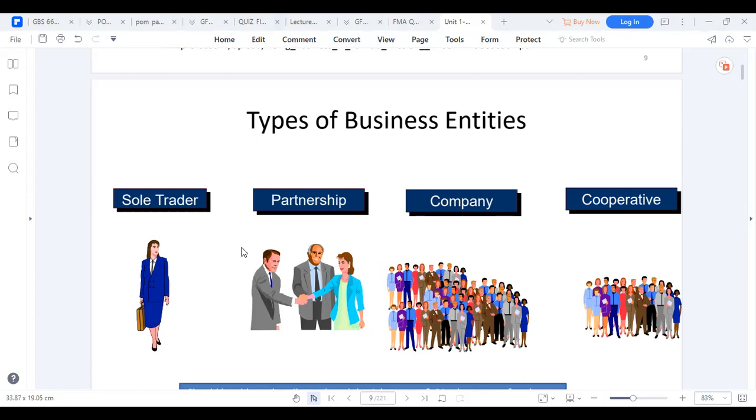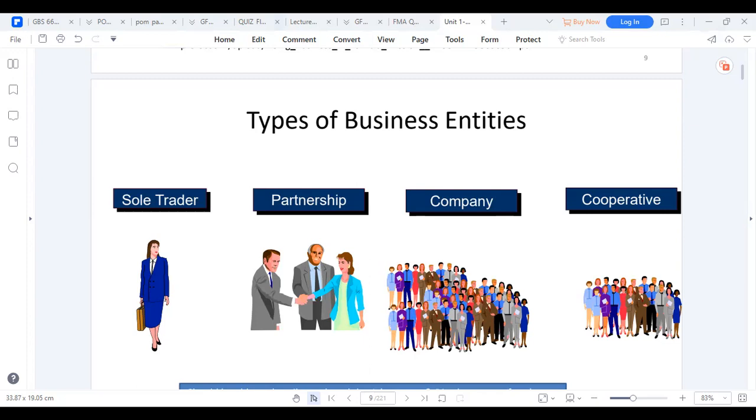So for a sole trader, right? Capital is not shared. Yes, and then they make decisions on their own. Yes. And then for the disadvantages, when they run a loss, they have to deal with it on their own. Okay, yeah.